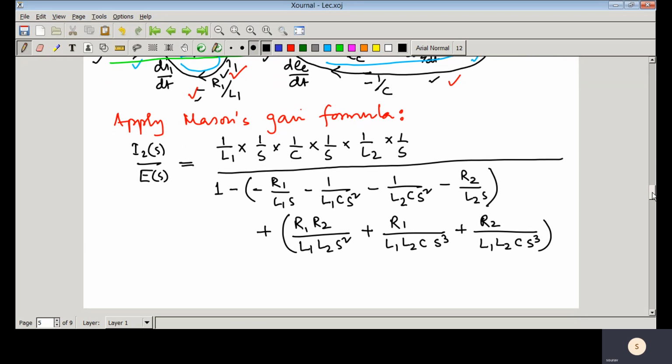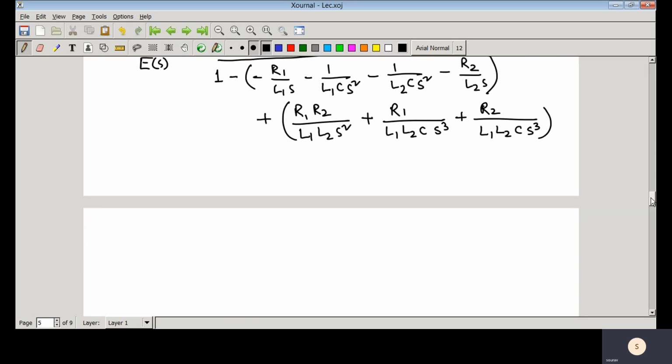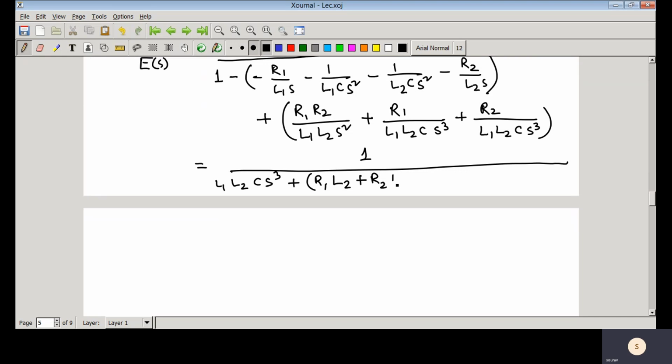So basically we can stop here, and then you simplify that and you get the transfer function, that is L1 L2 C S cube plus R1 L2 plus R2 L1 C S square plus L1 L2 R1 R2 C S plus R1 plus R2. So this is the transfer function.